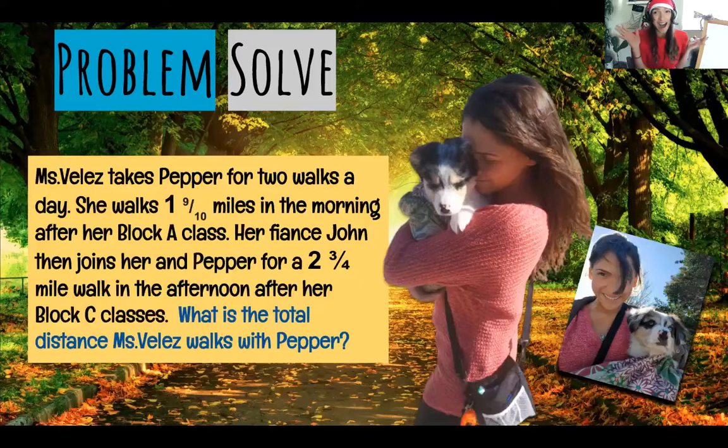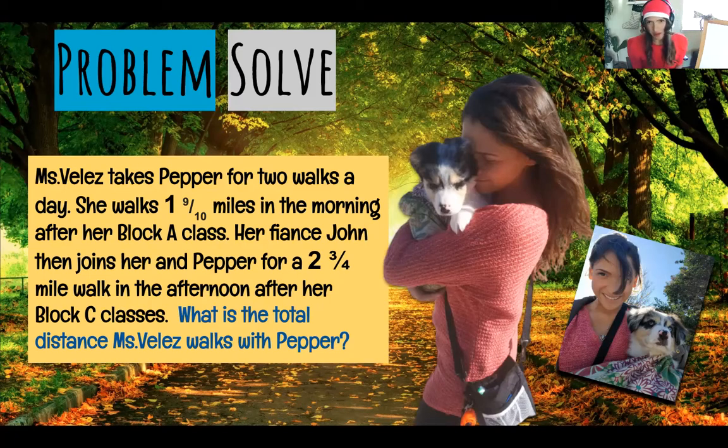Voila! It's Pepper again! Pepper made an appearance in our word problems today. So Ms. Velez takes Pepper for 2 walks a day. She walks 1 9/10 miles in the morning after her Block A class. Her fiance John then joins her and Pepper for a 2 3/4 mile walk in the afternoon after her Block C classes. What is the total distance Ms. Velez walks with Pepper?